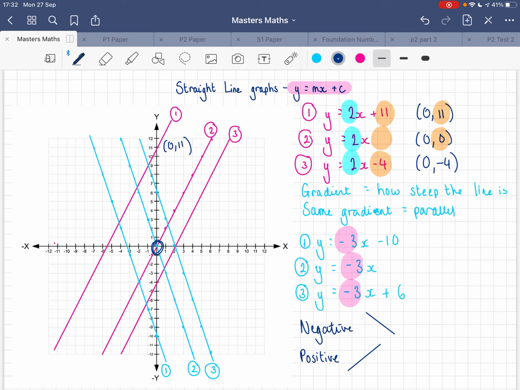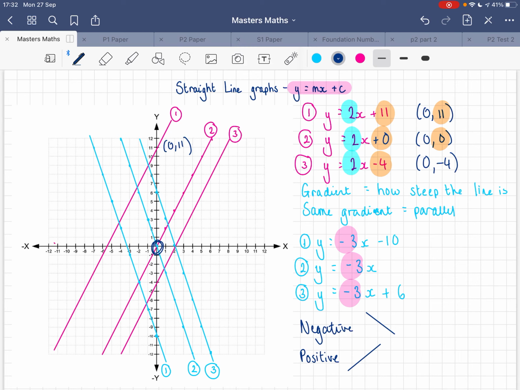The first line is 2x plus 11. It crosses at 11. The next line is just 2x. We could write plus 0 in there if we wanted to, we just don't, because you don't need to write plus 0. But that means that the line is crossing the y-axis at 0. It's crossing at 0, 0.